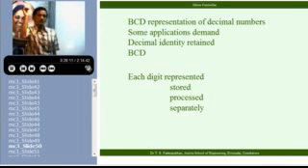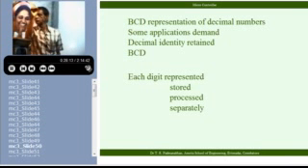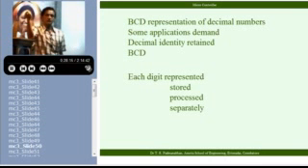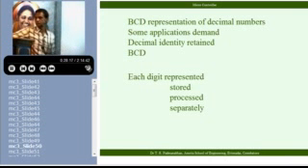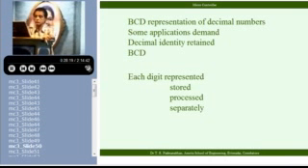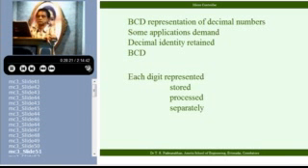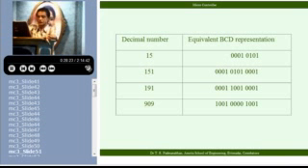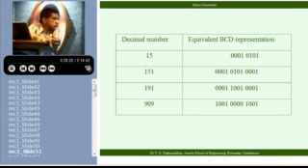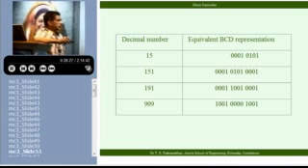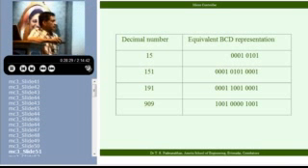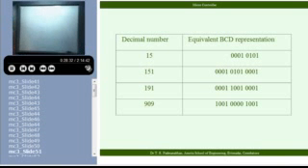Now, to do a BCD conversion of any decimal number, there is an encoder available. Here I have just shown typical numbers. This is a decimal number, with its equivalent BCD. This is a decimal number, with its equivalent BCD.